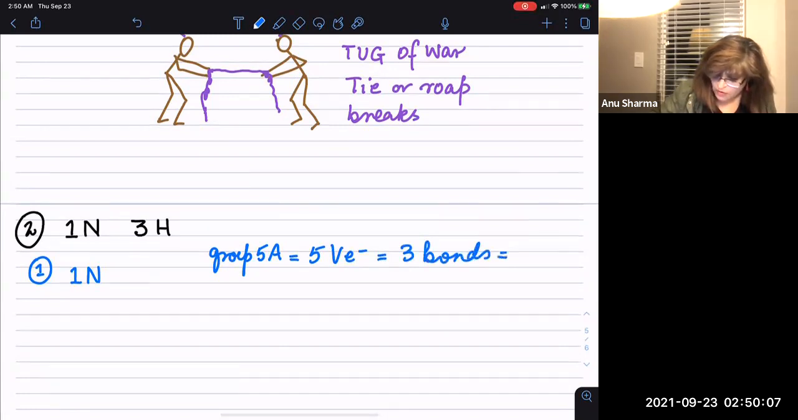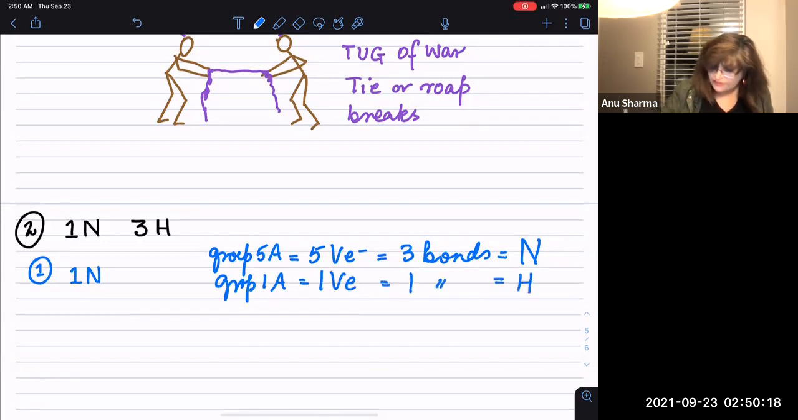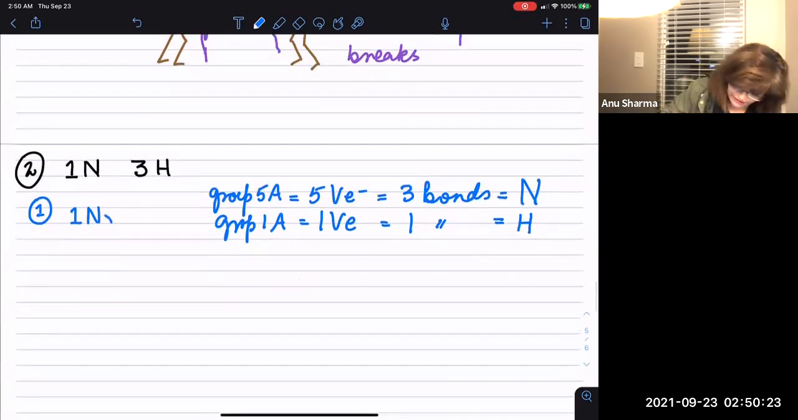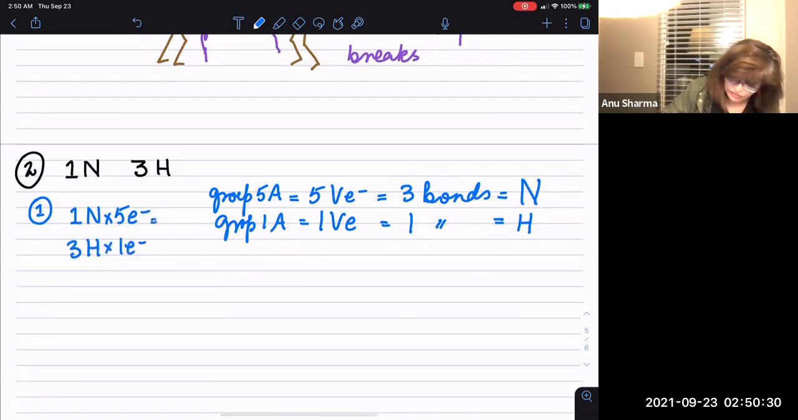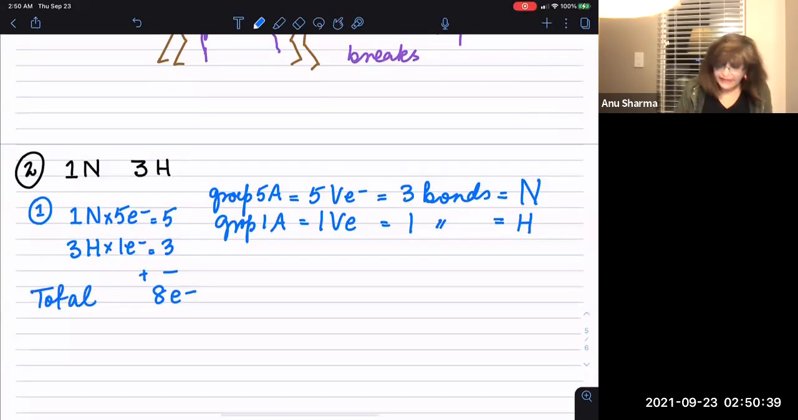Hydrogen is in group 1A. It has only one valence electron. It will only make one bond. With nitrogen, it will make three bonds. So nitrogen has five valence electrons, and three hydrogens bring in one electron each. So in total, we have 5 + 3 equals 8 electrons.